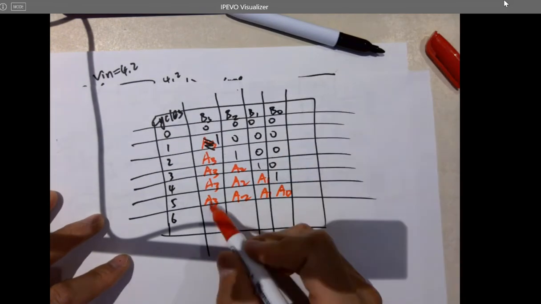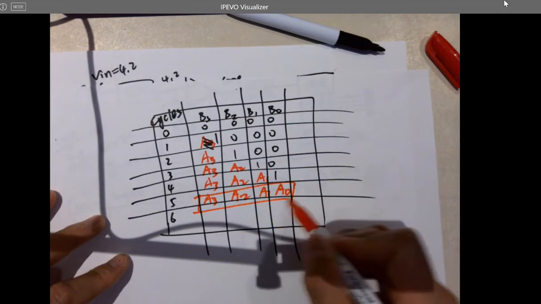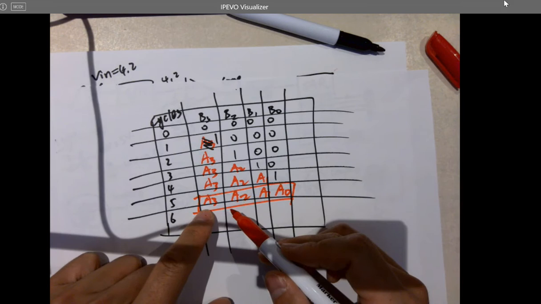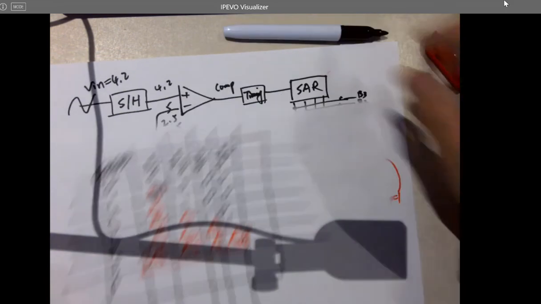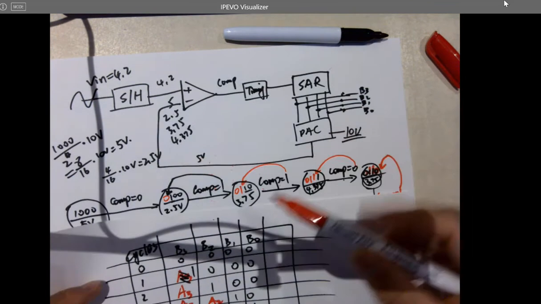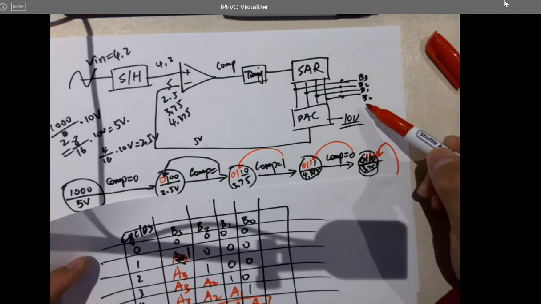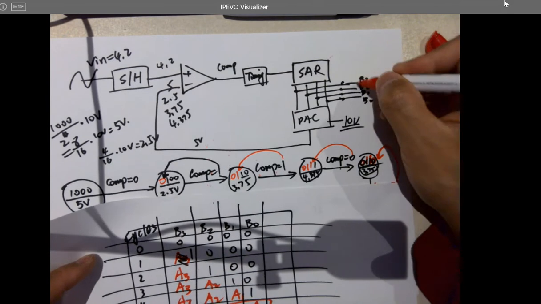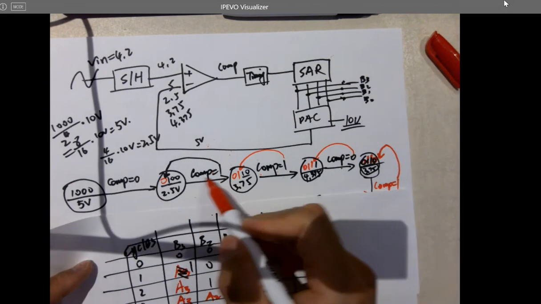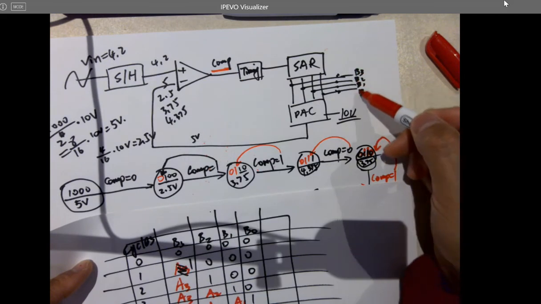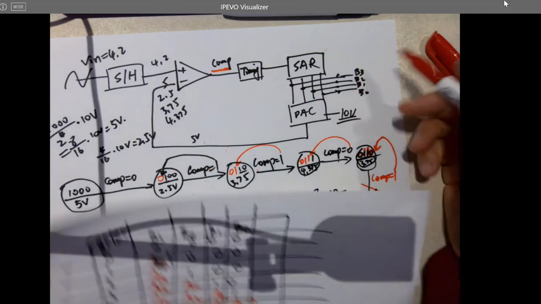And the final result will be the comparator's outputs, all the outputs from the comparator, combined into a 4-bit number. So whenever you are using this one to find the final digital result, at the very last state, all the numbers are actually the comparator's output. They're just being stored and placed in the final result, right?